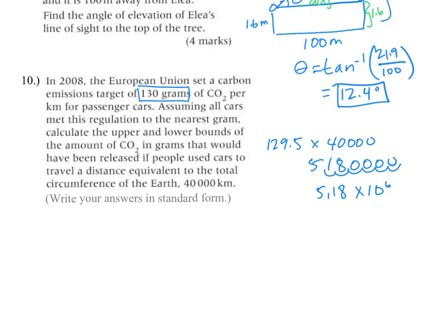Now to get our upper bound, let's go a half a gram above. So that would be 130.5 grams times the 40,000 kilometers. And that's going to give us 5,220,000. And so in standard form, that's going to be 5.22 times 10 to the 6th.